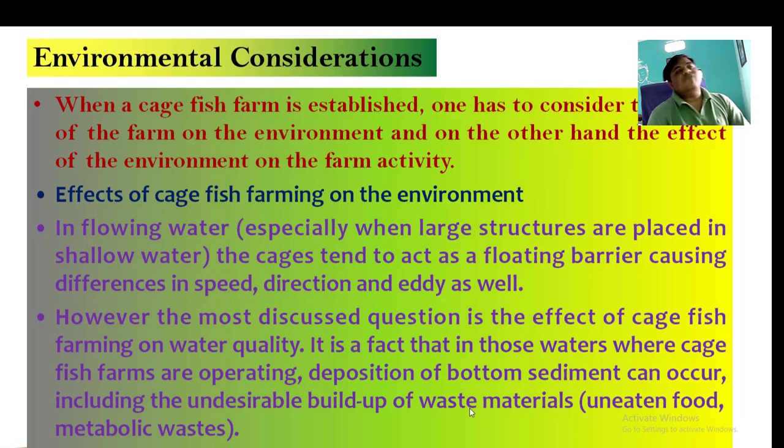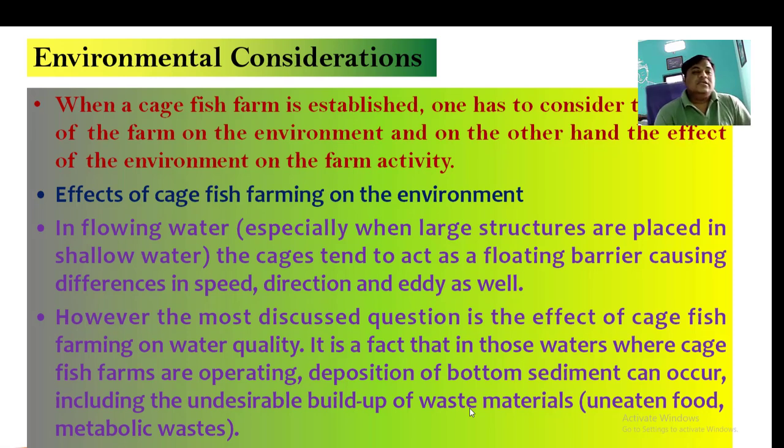Then the effects of cage farming on the environment. In flowing water, especially when large structures are placed in shallow water, the cages tend to act as a floating barrier, causing differences in speed, direction and eddies as well. However, the most discussed question is the effect of cage fish farming on water quality.